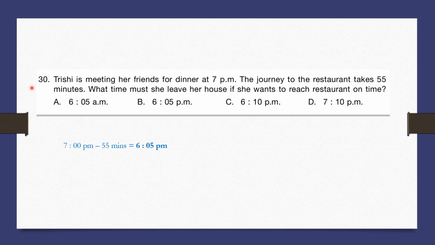Question number 30. Trishi is meeting her friends for dinner at 7 p.m. The journey to the restaurant takes 55 minutes. What time must she leave her house if she wants to reach the restaurant on time? So she wants to meet at 7 p.m. and it takes 55 minutes. So she has to leave 55 minutes before 7 p.m. So it will be 6:05 p.m. So our answer will be option B.